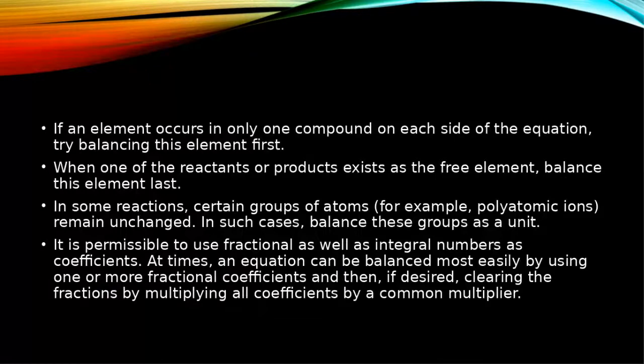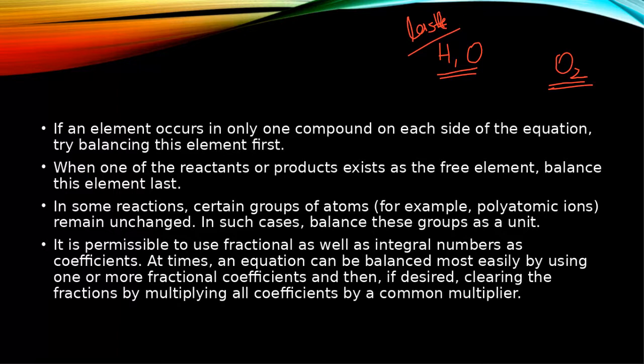Yes, these are some rules of balancing a chemical equation. Don't forget these rules. First of all, if an element occurs in only one compound on each side of the equation, try balancing this element first. Don't forget that. And always do the last elements, hydrogen and oxygen, last. When one of the reactants or products is a free element, balance this element last. For example, oxygen. This is the free element, and you will balance this element last. Don't forget that. These are important rules.